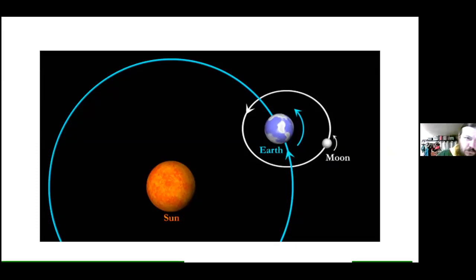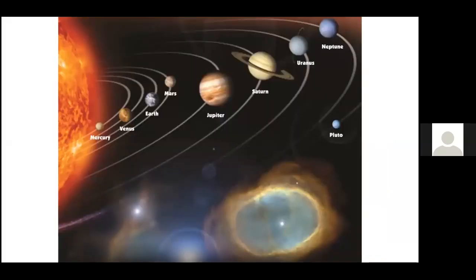All right. The next one, make a diagram of our solar system and be able to name the planets in order from the sun. All right.